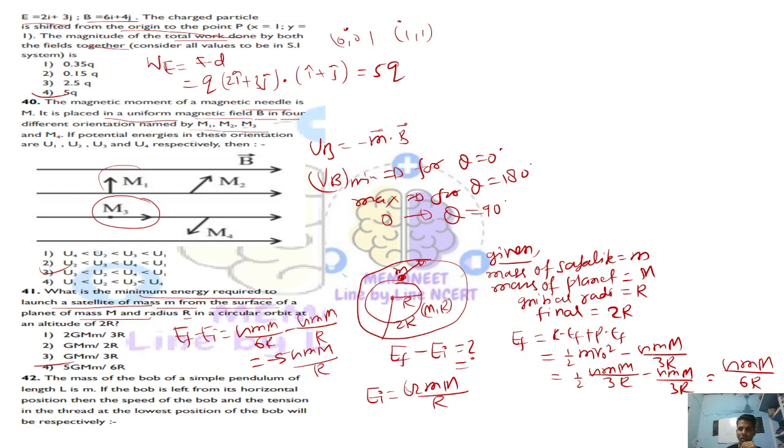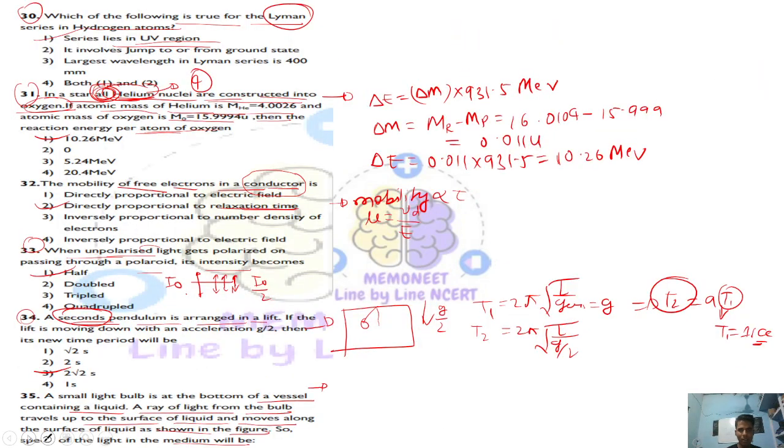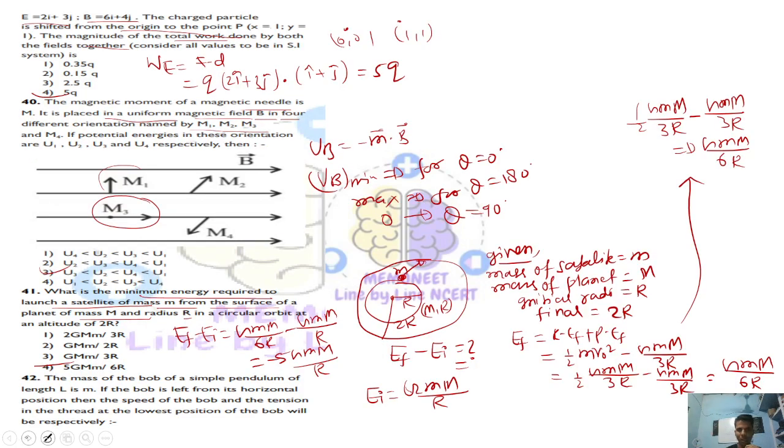Some parts here are not visible, I know, so I am doing it in this way. I have simply subtracted half GMm by 3R minus GMm by 3R, so it becomes GMm by 6R. I know some parts will be invisible in these slides also, so you need to manage a little bit. I have told it through my mouth, but you need to understand it a little bit. Okay, let's move to the next question. The fourth option will be correct.